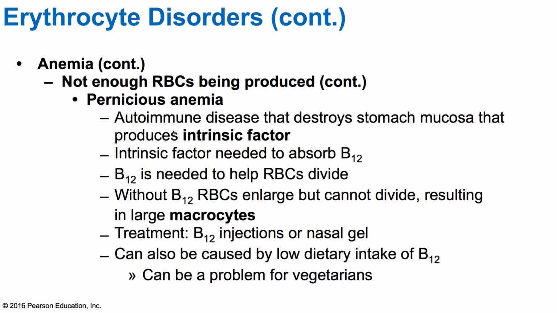What causes pernicious anemia? There's a couple of different things, but usually, for the most part, it's an autoimmune disease. What does that mean? Autoimmune disease is when the body is attacking itself, and in this case, the body is attacking the stomach mucosa that produces intrinsic factor. Intrinsic factor is one of the substances that's needed to absorb vitamin B12. And if you remember a few slides ago, vitamin B12 is one of the things that's needed to produce healthy red blood cells. So because there's a lack of vitamin B12, red blood cells are not able to divide. So they just keep getting bigger and bigger, and they're termed macrocytes. They turn into these large cells.